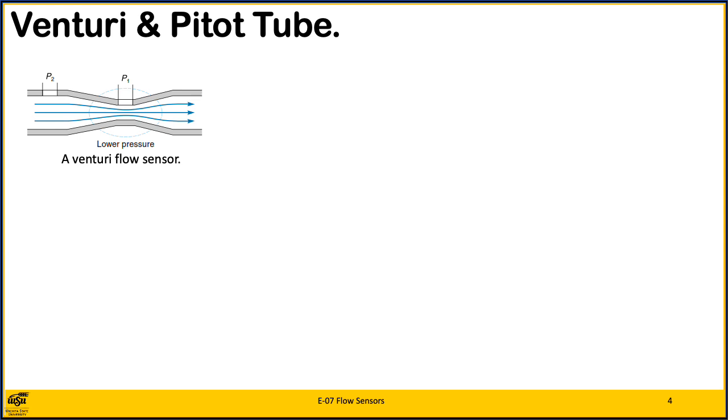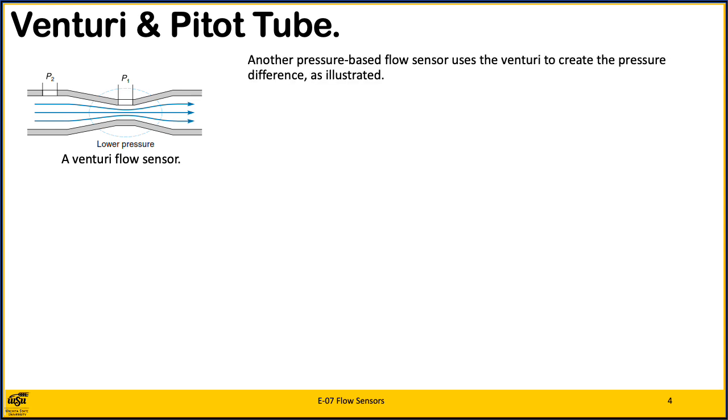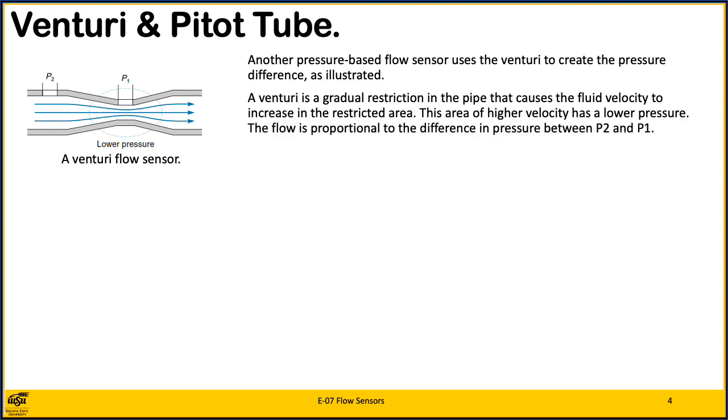Venturi and pitot tube. Another pressure-based flow sensor uses the venturi to create the pressure difference, as illustrated. A venturi is a gradual restriction of the pipe that causes the fluid velocity to increase in the restricted area. This area of high velocity has a lower pressure. The flow is proportional to the difference in pressure between P2 and P1.